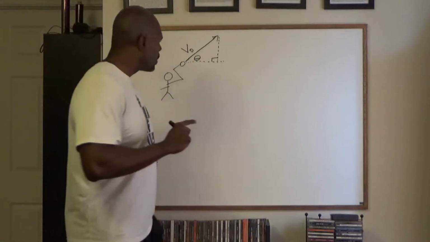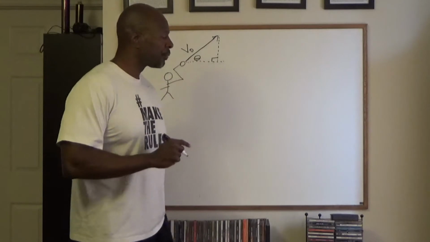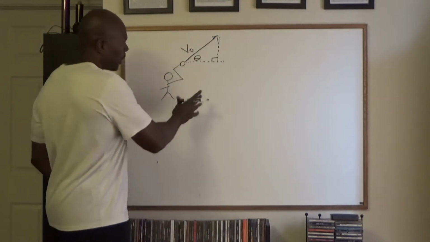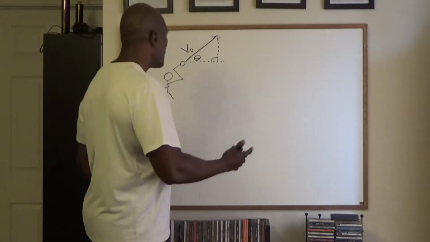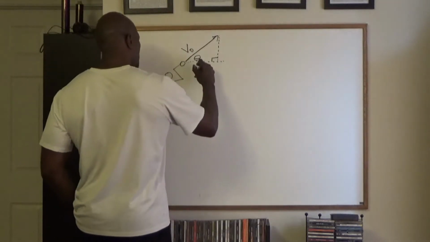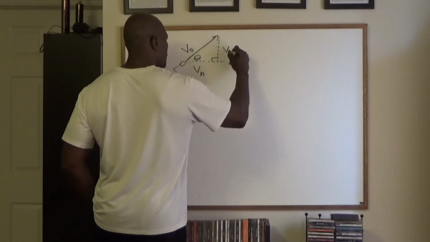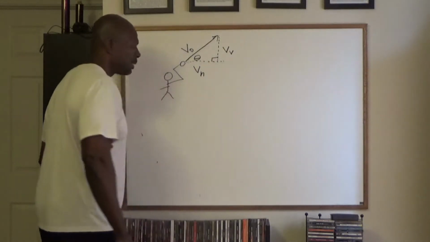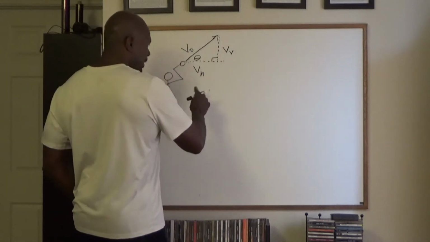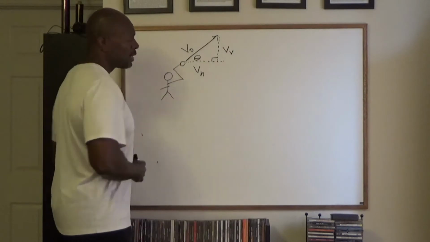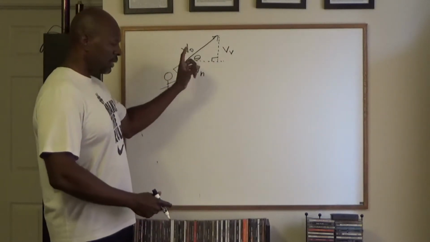Now, when I throw a projectile, which the ball is once I let go of it, into the air, it has two components to its velocity, which are independent of each other. It has a horizontal velocity, which I'll mark as VH, and it has a vertical velocity, which I'll mark as VV. I would like to write the horizontal velocity and the vertical velocity in terms of V0.